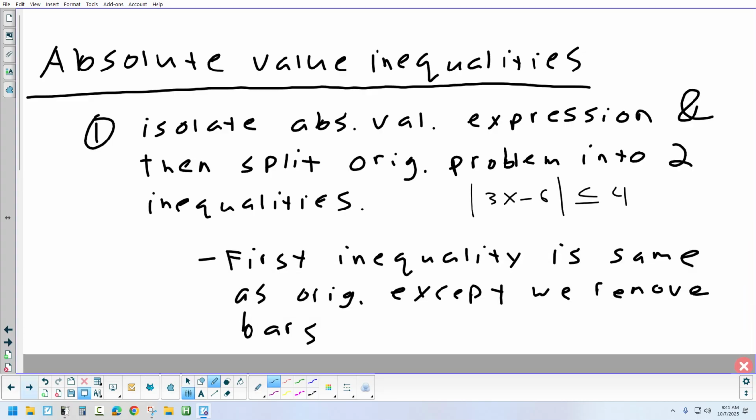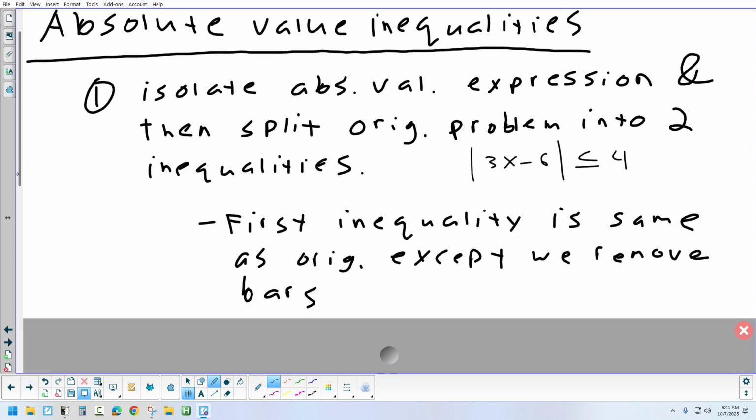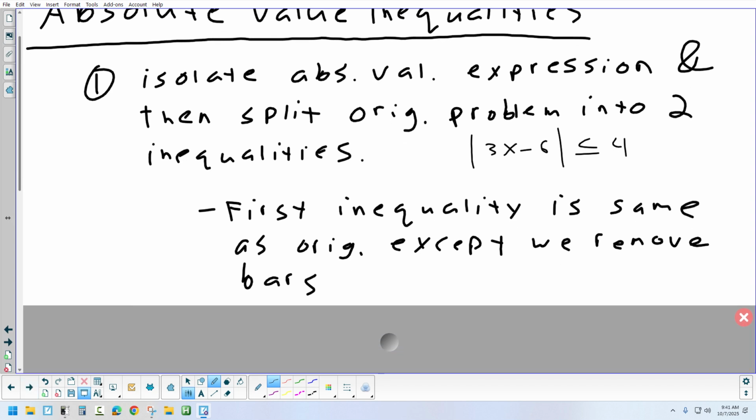The first one is exactly the same as what we did yesterday. Copy down the original problem, just take out the bars. That's the whole reason why we're splitting it. We gotta get rid of the bars. So the first one, copy it and take out the bars.